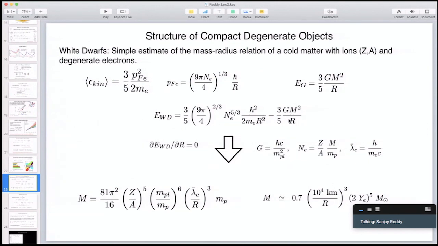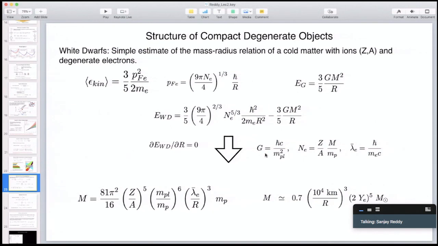And that gives me an expression that relates the mass of the white dwarf to the radius of the white dwarf. That relationship is shown here in the bottom left. I've written the relationship between mass and radius, M and R, using some very unusual units, and I did this for a specific purpose. Of course, 81 pi squared over 16 is just some number that comes out from solving this equation. Then there's Z over A. Z is the charge of the ion. A is the mass number of the ion. It goes to the 5th power.